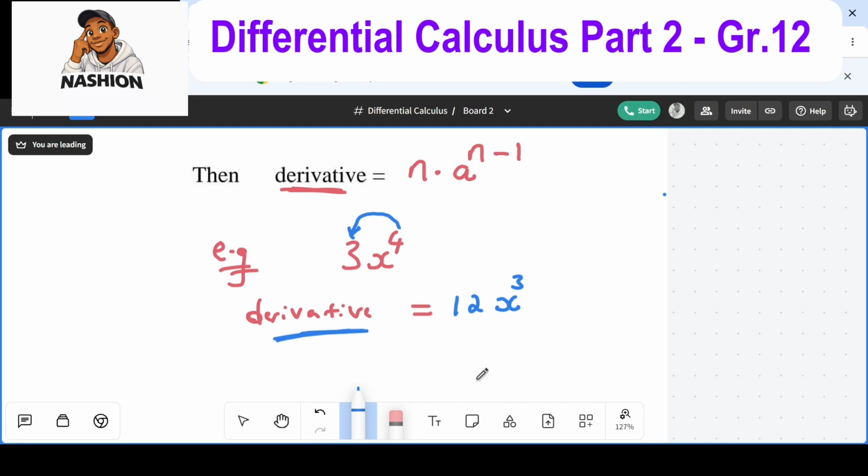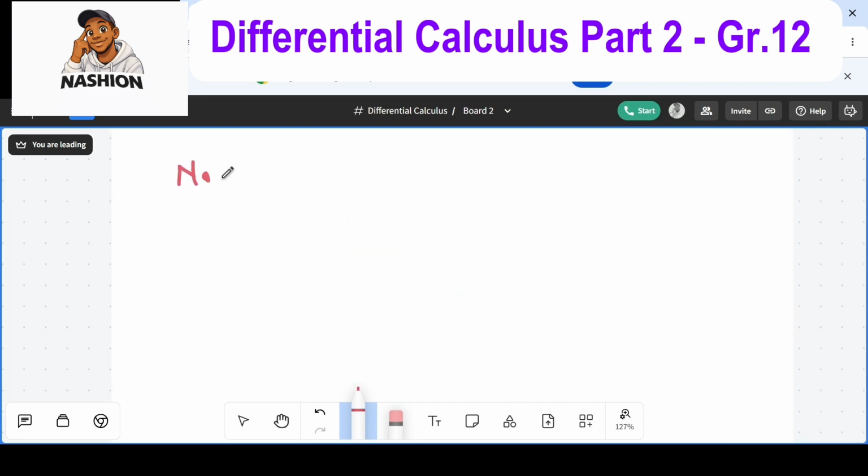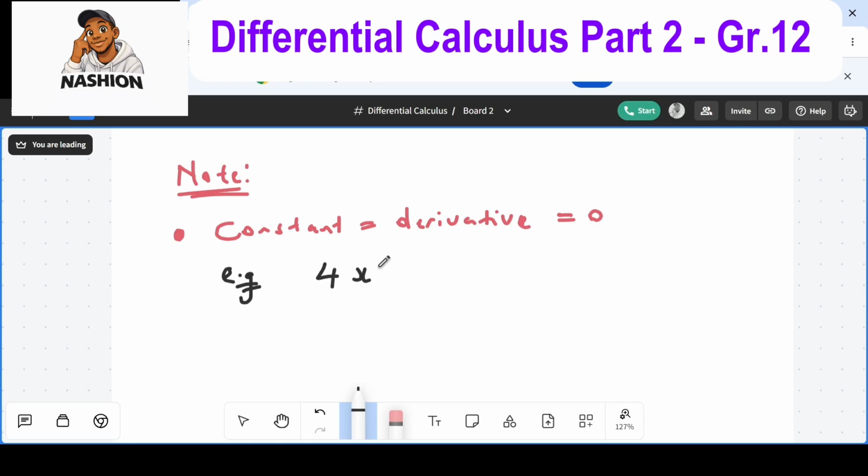That's the derivative. Now we have some other rules to note, guys. Just a couple of rules here to note. Any constant, its derivative is equal to 0. For instance, let's say we have 4x cubed again, but this time plus 2. So to find the derivative here, remember we apply the power rule. So 3 times 4, that's 12x.